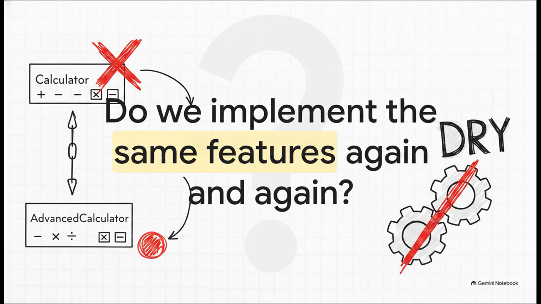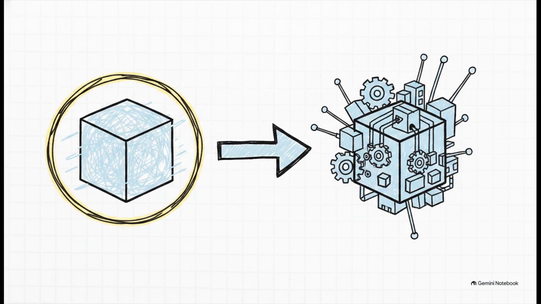But ask yourself, do we really want to implement the exact same addition and subtraction features over and over again? Doing that violates one of the core principles of programming, keeping your code DRY, which stands for don't repeat yourself. So, do we rewrite it? Absolutely not. Instead, we use inheritance.